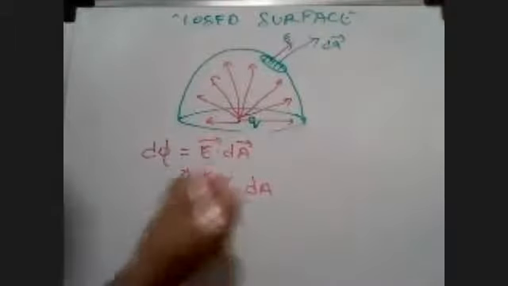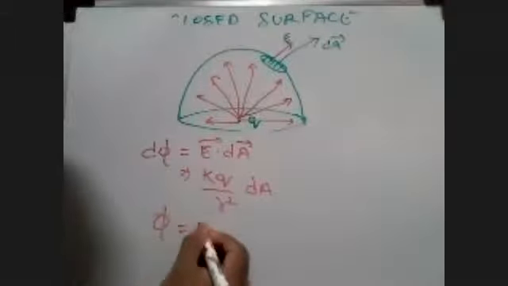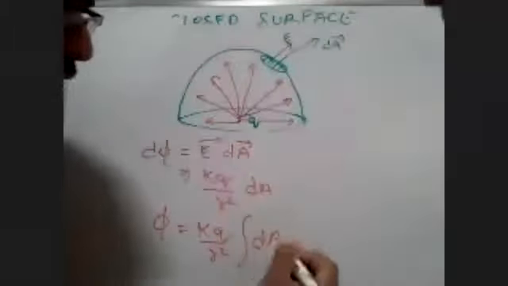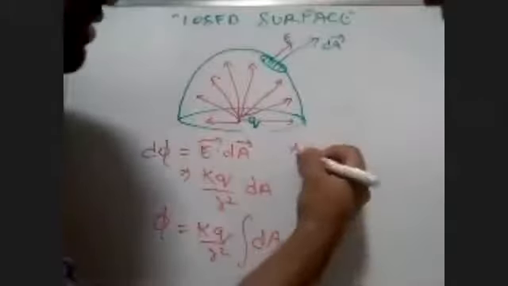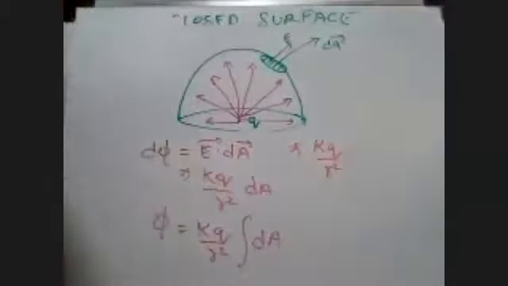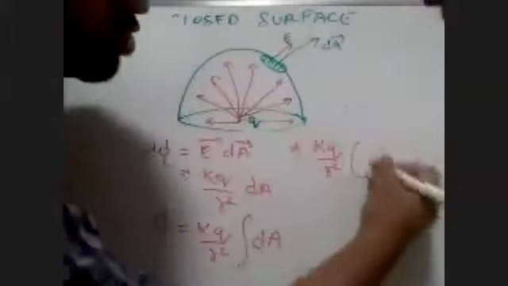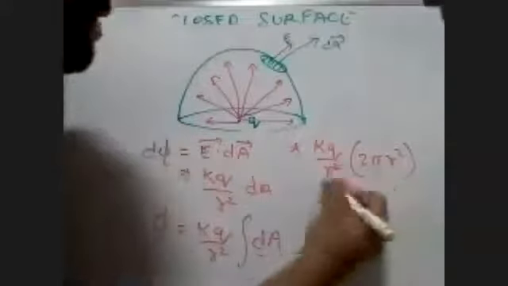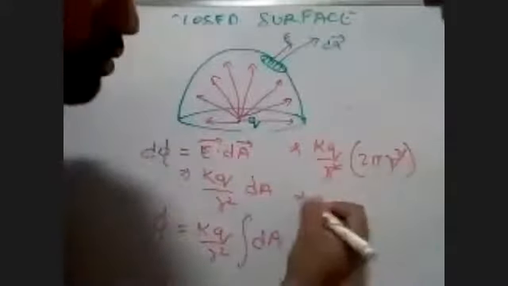So what is going to be phi then? Remove the constants out: KQ by R square, into the integration of dA. What is the integration of dA? Tell me the limits. Area. The limits will be from 0 to 2 pi r square. So what you'll get? KQ by R square into 2 pi R square. Am I right? R square gets cut.